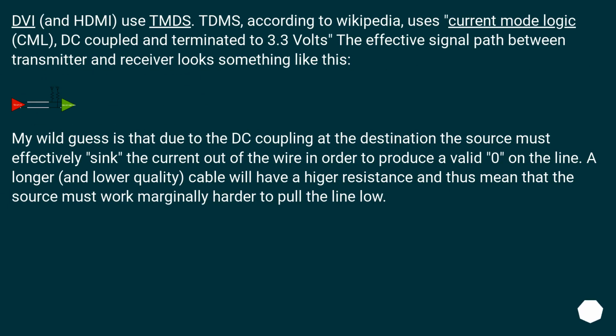DVI and HDMI use TMDS. TMDS, according to Wikipedia, uses current mode logic, CML, DC coupled and terminated to 3.3 volts. The effective signal path between transmitter and receiver looks something like this. My wild guess is that due to the DC coupling at the destination, the source must effectively sink the current out of the wire in order to produce a valid zero on the line. A longer and lower quality cable will have a higher resistance and thus mean that the source must work marginally harder to pull the line low.